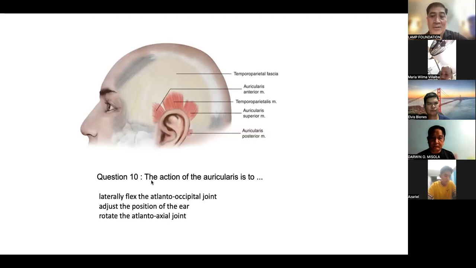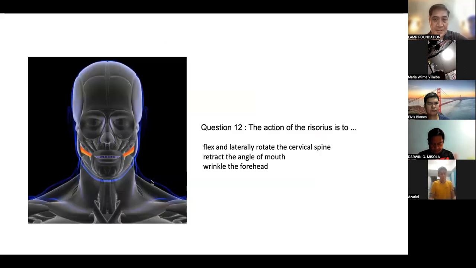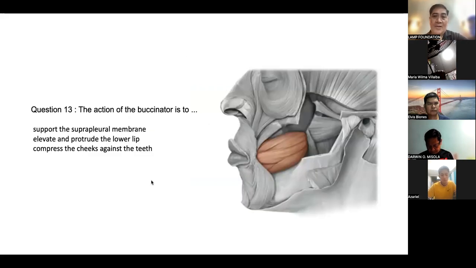Okay, the action of the auricularis is to adjust the position of the ear. Good. Action of the scalenus posterior. Elevate the second rib and tilt the neck. Action of the risorius. Retract the angle of the mouth. Action of the buccinator. Compresses the cheeks against the teeth.